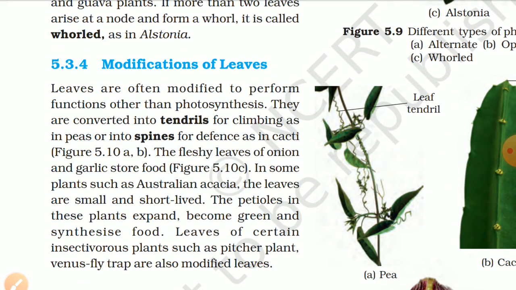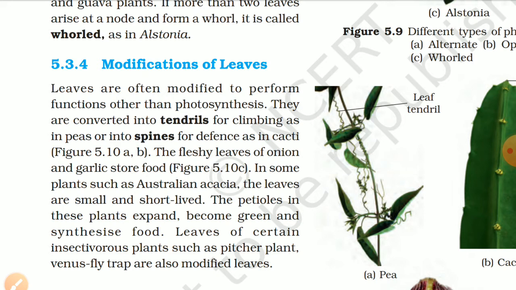5.3.4 Modifications of the leaves. Leaves are often modified to perform functions other than photosynthesis. They are converted into tendrils for climbing, as in pea, or spines for defense, as in cacti. Figure 5.10a, b. The fleshy leaves of onion and garlic store food.